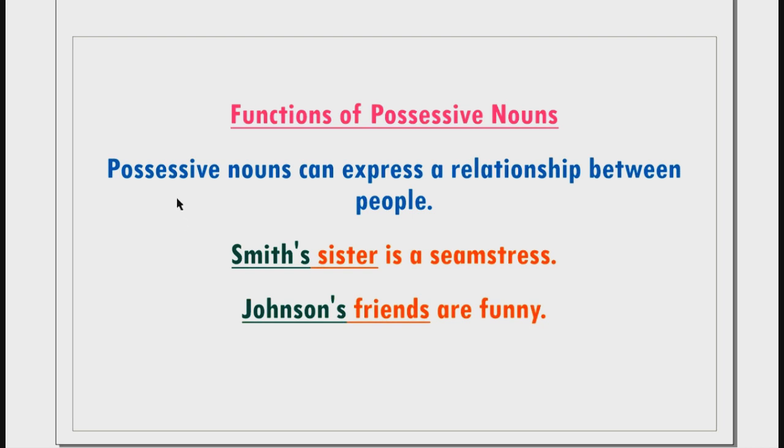Next one. Possessive nouns can express a relationship between people. Smith's sister is a seamstress. In this case, the possessive noun is telling us that the seamstress is Smith's sister. The relationship between Smith and that noun is just that the person is Smith's sister. Johnson's friends are funny. So in this case, it's showing that these people that are funny are friends to Johnson.